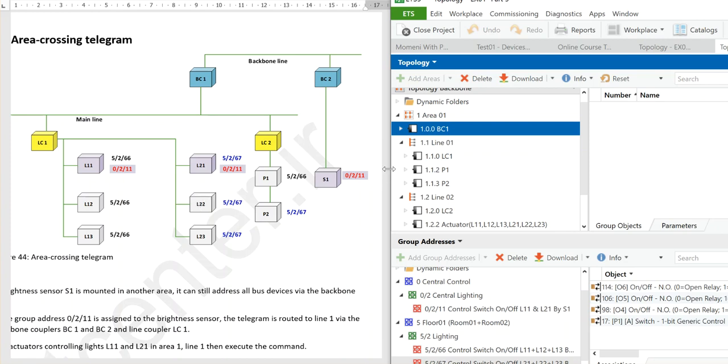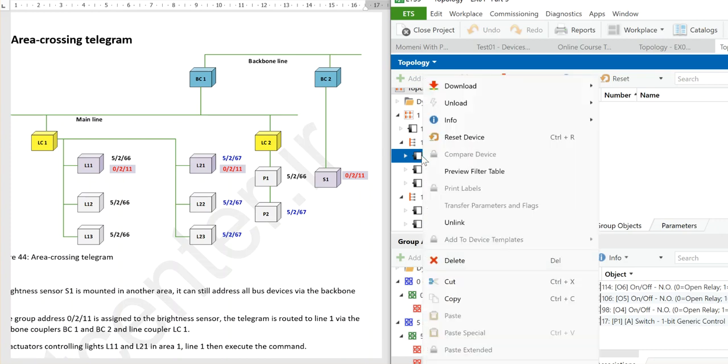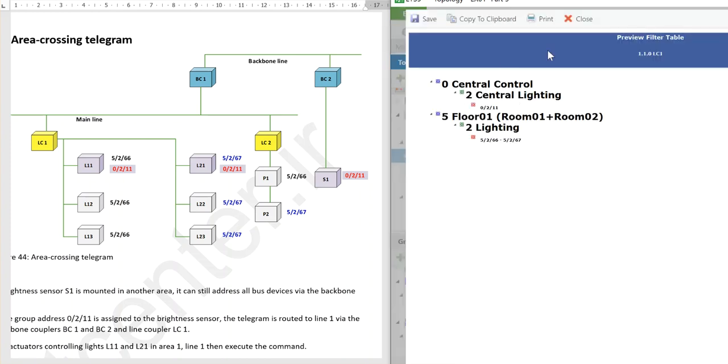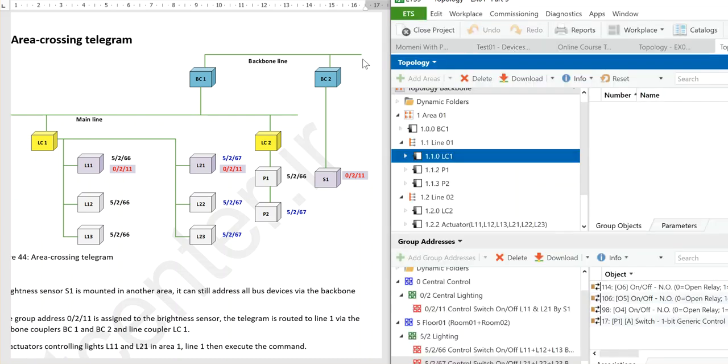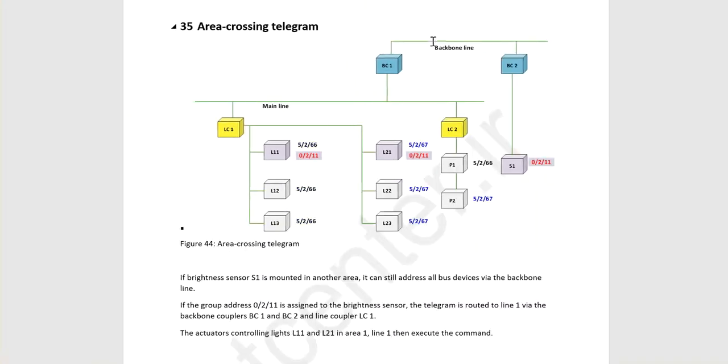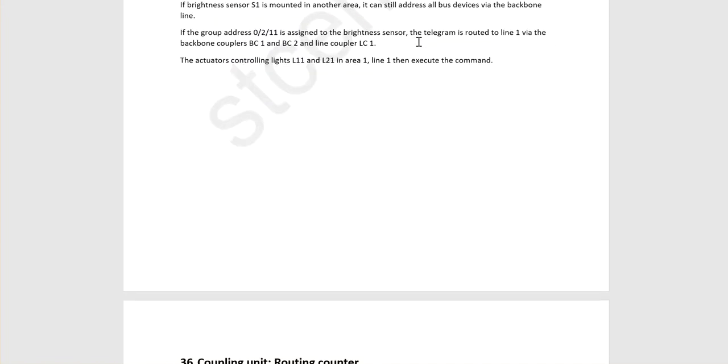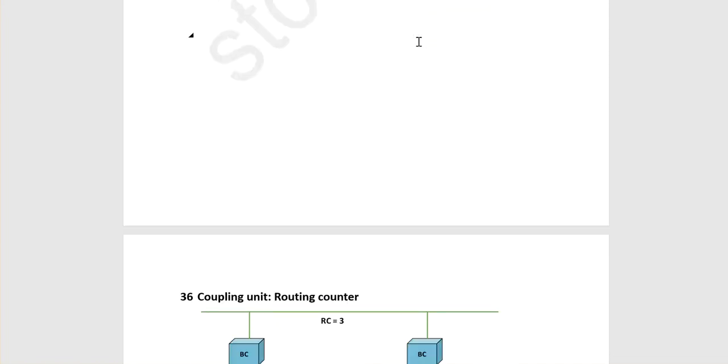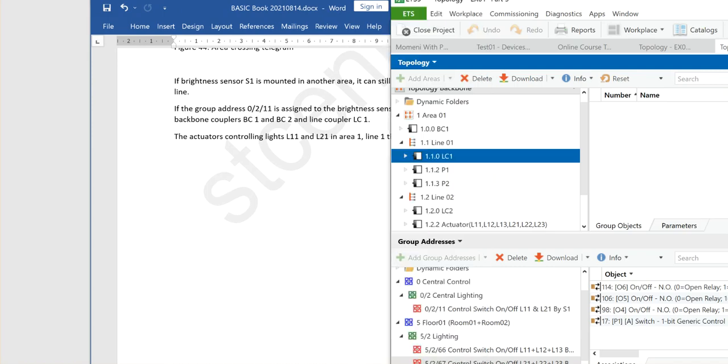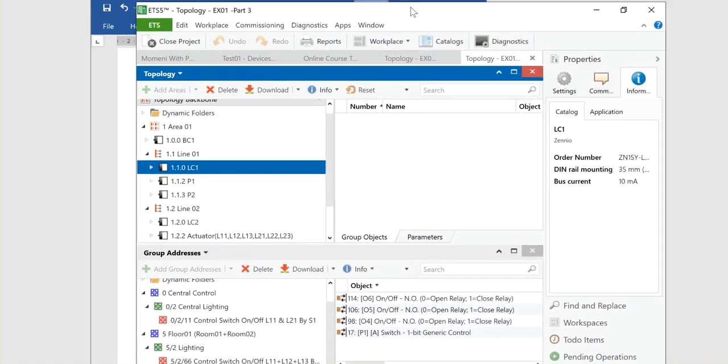Okay, so if I come to line coupler 1 and line coupler 2, all the group addresses are routed. You can see, yeah, they are routed. Interesting. So I hope these examples show you that the ETS can provide the automatic filter table. Before I go to the routing counter, I want to mention something more. It's interesting.